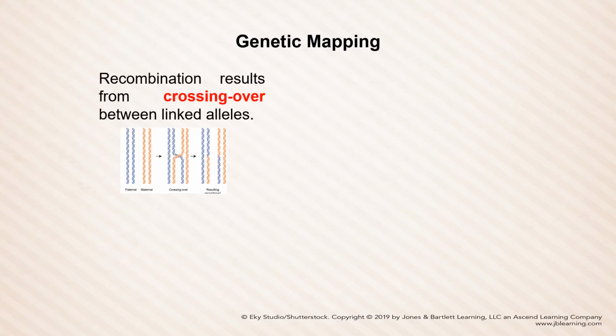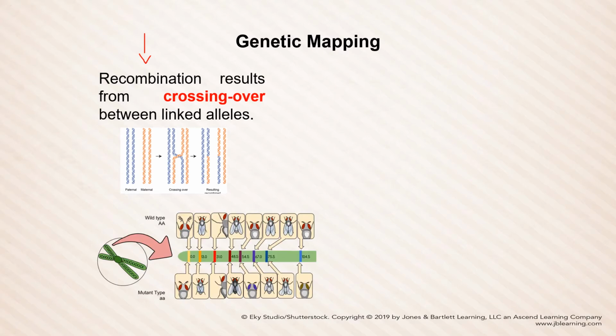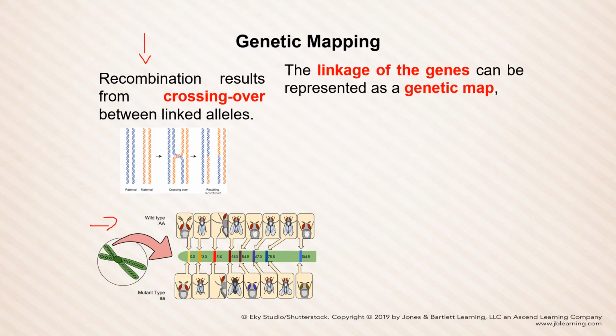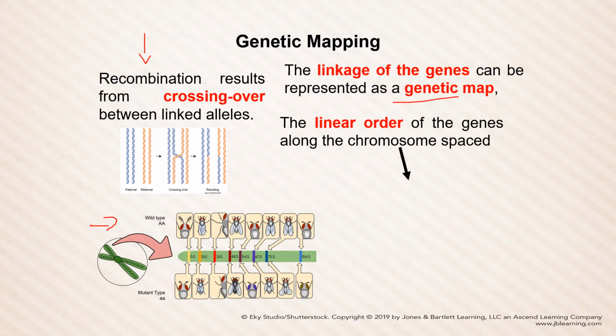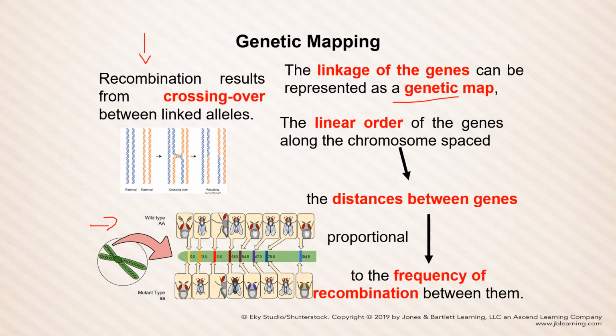So remember, the genetic map depends on the recombination that results from crossing over that we have been talking about, and we use different markers to determine where the genes are, and the linkage of genes can be represented as a genetic map. This will give us a linear order of the genes along the chromosome, and the distance between genes is proportional to the frequency of recombination between them.